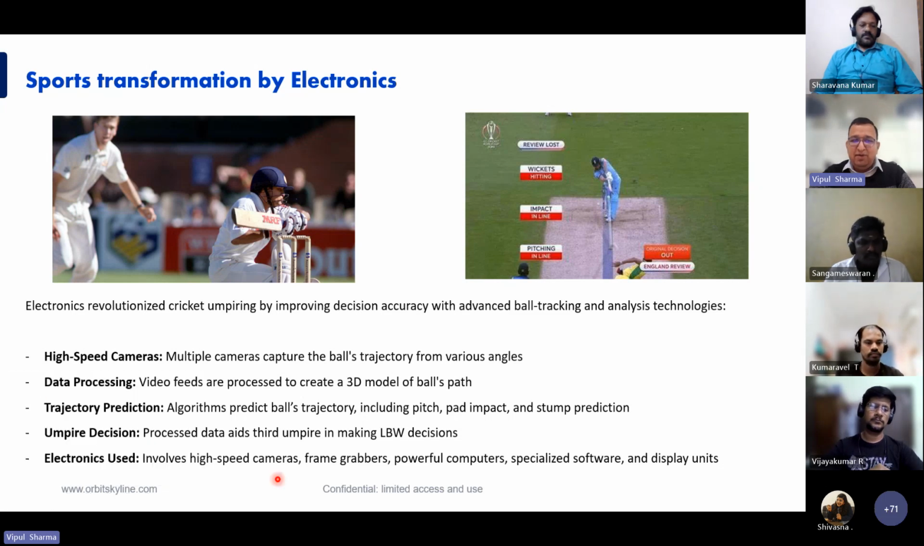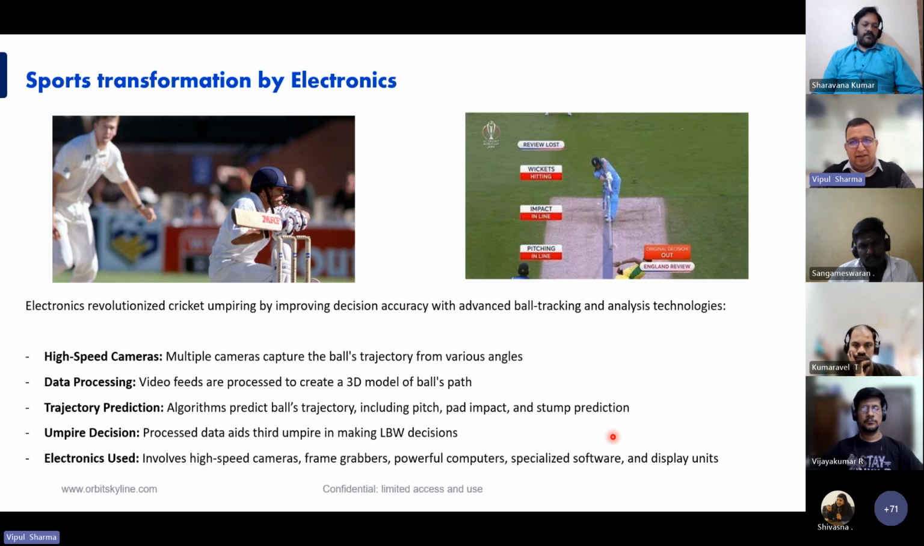Without semiconductors, it would not have been possible to do this kind of thing. And this kind of integration of technology has happened in other games also, like in football, where there is now technology to give an offside. In tennis or in badminton, technology is used to check whether the ball is hitting outside the line or not.